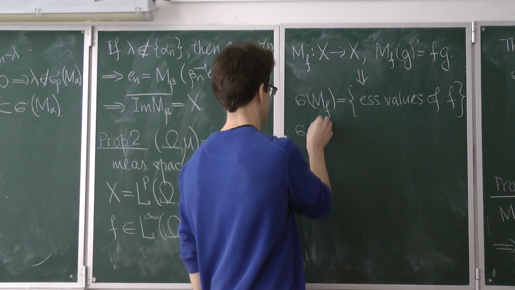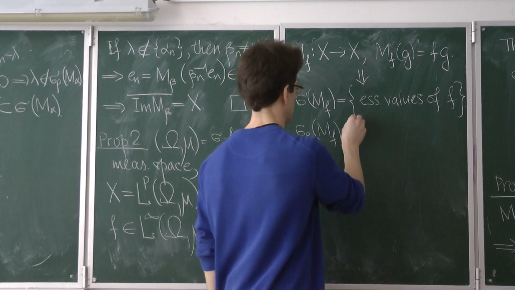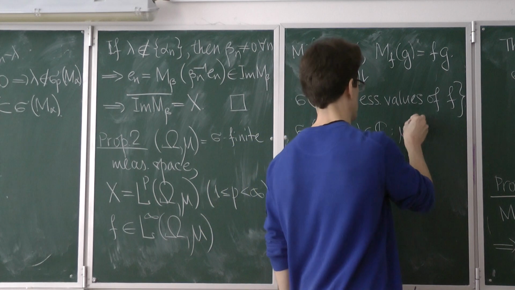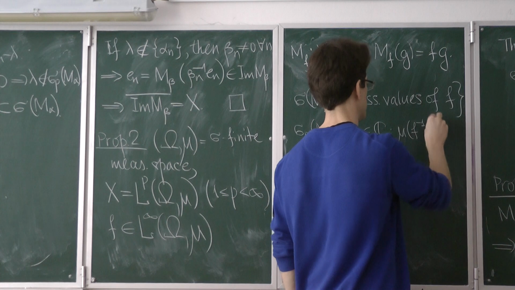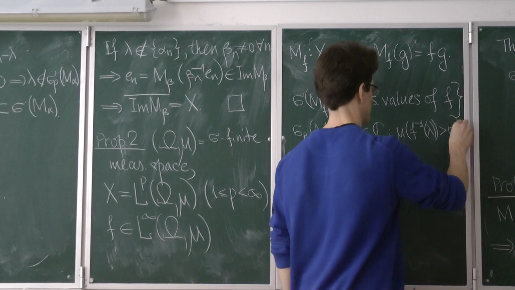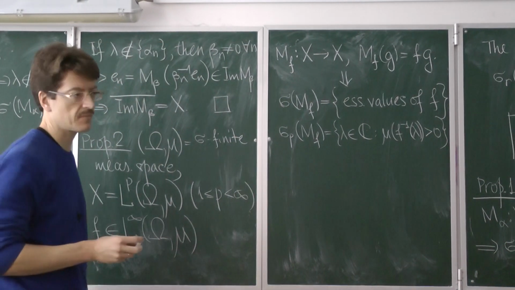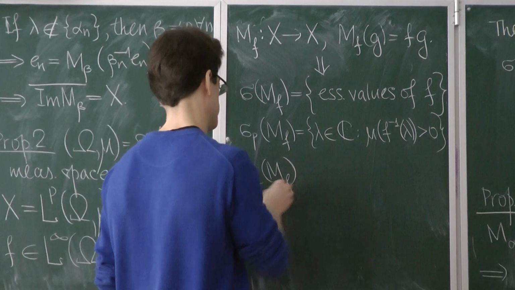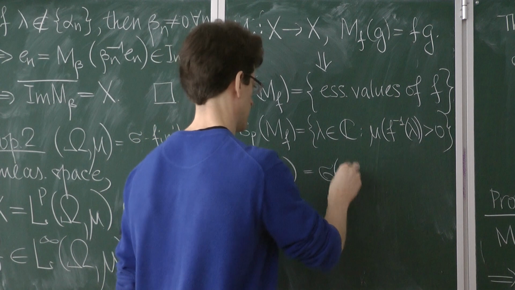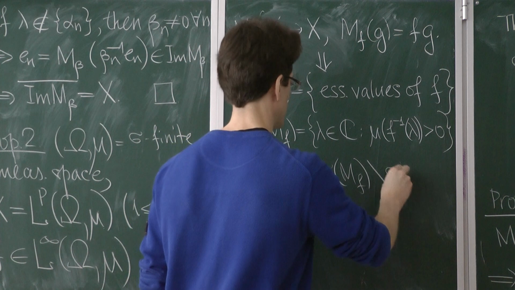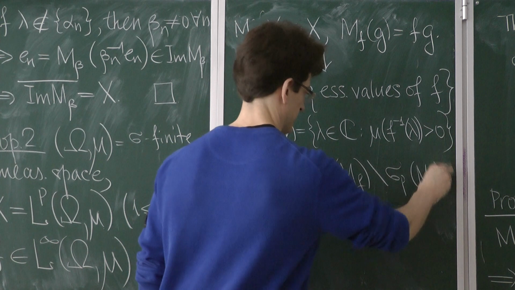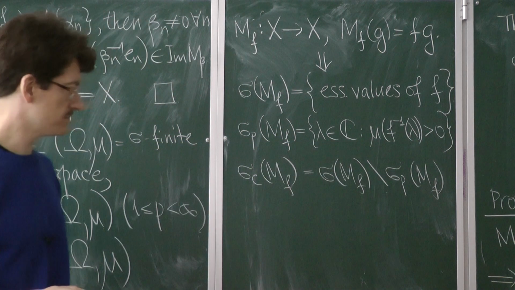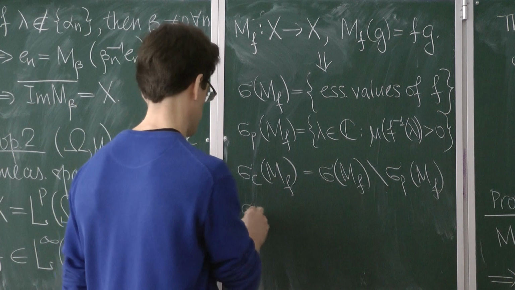The point spectrum of this operator consists of those numbers lambda such that the measure of the respective fiber, the preimage of lambda, is positive. The continuous spectrum is the spectrum minus the point spectrum. It is the set of those essential values for which this measure is 0. And finally, the residual spectrum is empty.